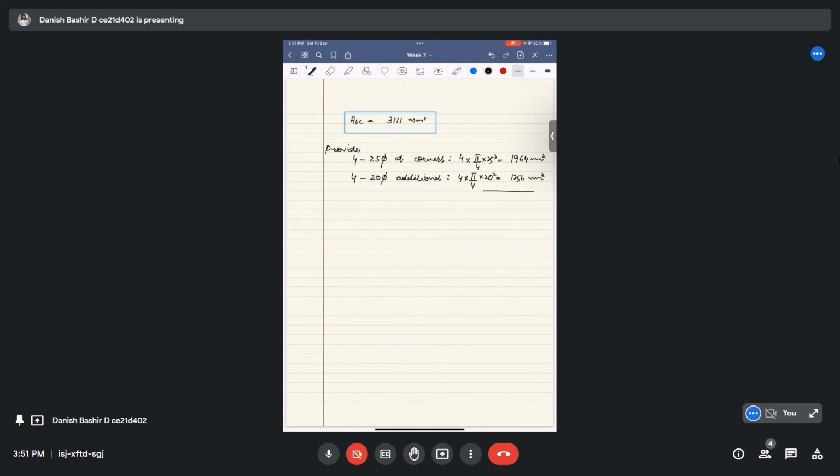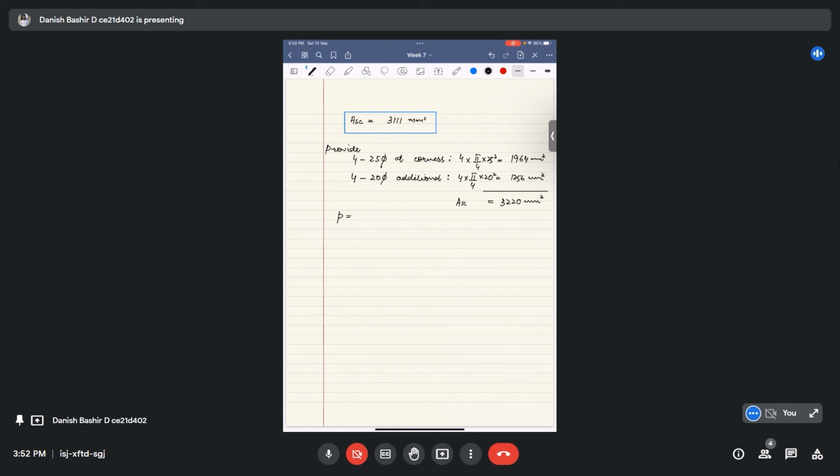If we sum it up, this comes out to be Asc provided 3220. Clearly you can see that it is greater than Asc required. So we will check this for minimum reinforcement requirement as well.